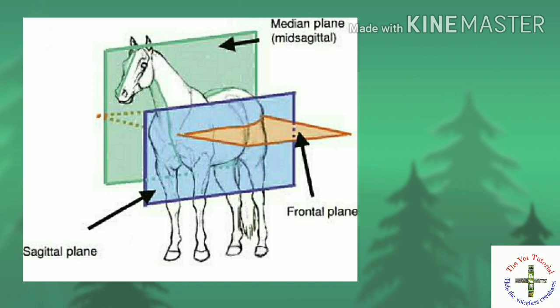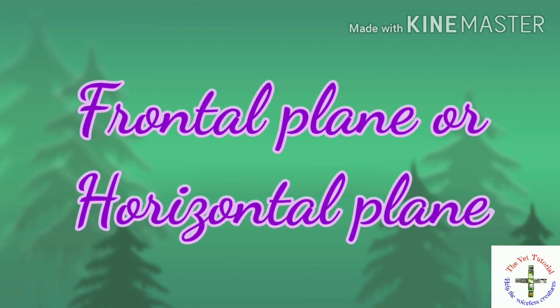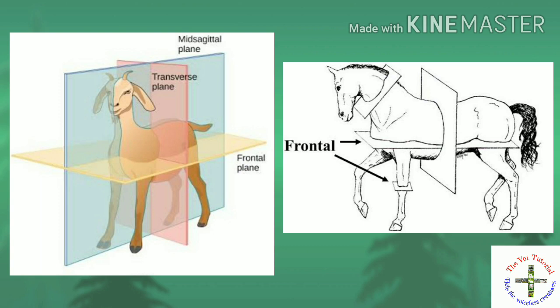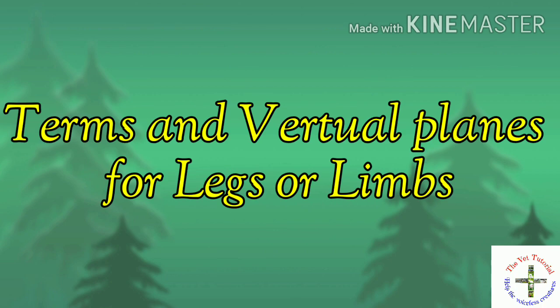And then frontal plane and horizontal plane. This plane cuts the long axis of the body of an animal horizontally. It is perpendicular to the sagittal plane and transverse plane of the body, and is known as frontal plane or horizontal plane. Here we end the planes of the body, and then start the terms and virtual planes for the legs.